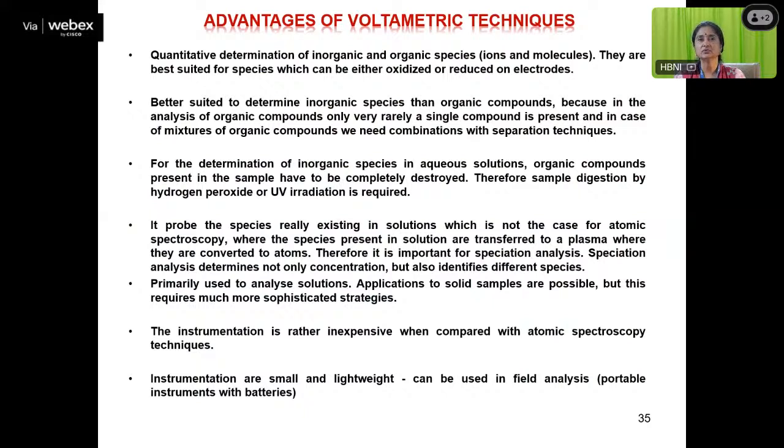It is primarily used to analyze solutions. Applications to solid samples are possible, but this requires much more sophisticated strategies, and it is not very routine to use solid samples by this technique. The instrumentation is rather inexpensive when compared to atomic spectroscopic techniques, and it is also very small and lightweight so that it can be taken to the field for field use. So these are the various advantages of these voltammetric techniques.